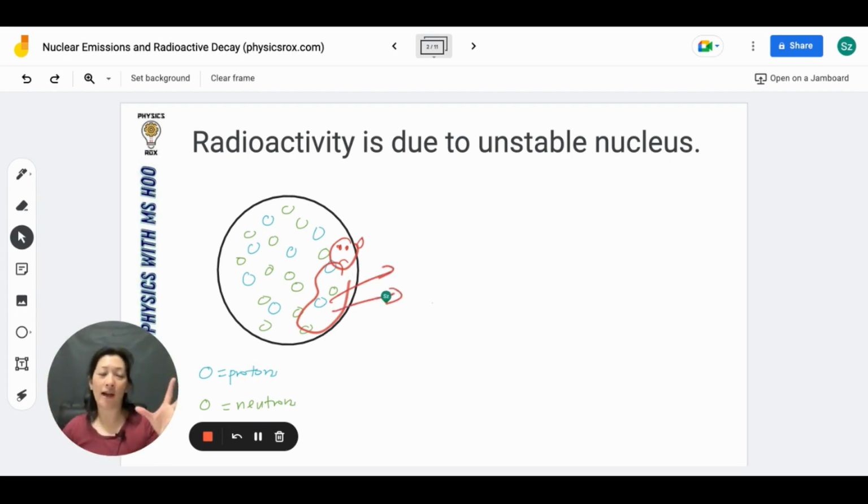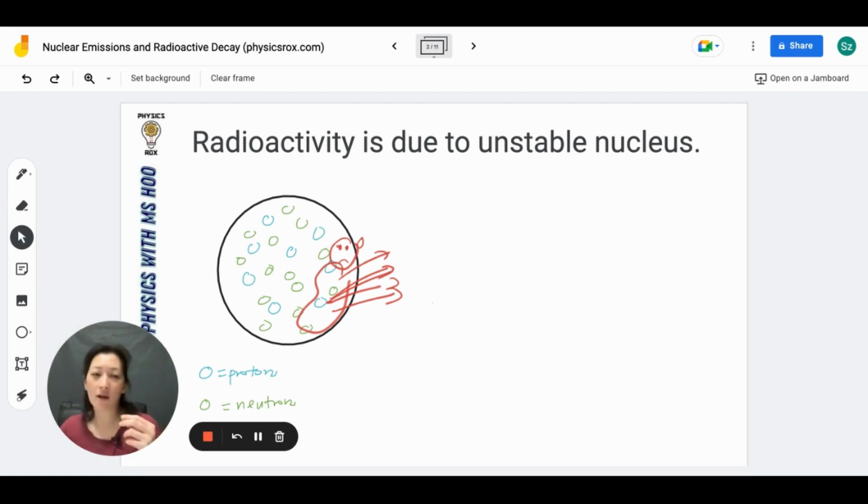Basically, it needs to throw stuff out in order to become more stable. So it's easier to throw out than to take in. Like, you don't have floating protons and say, okay, come, I'll take the extra. It cannot, right? So what this nucleus needs to do in order to become more stable is get rid of all this extra weight that it has so that it can try to achieve a more stable nucleus.